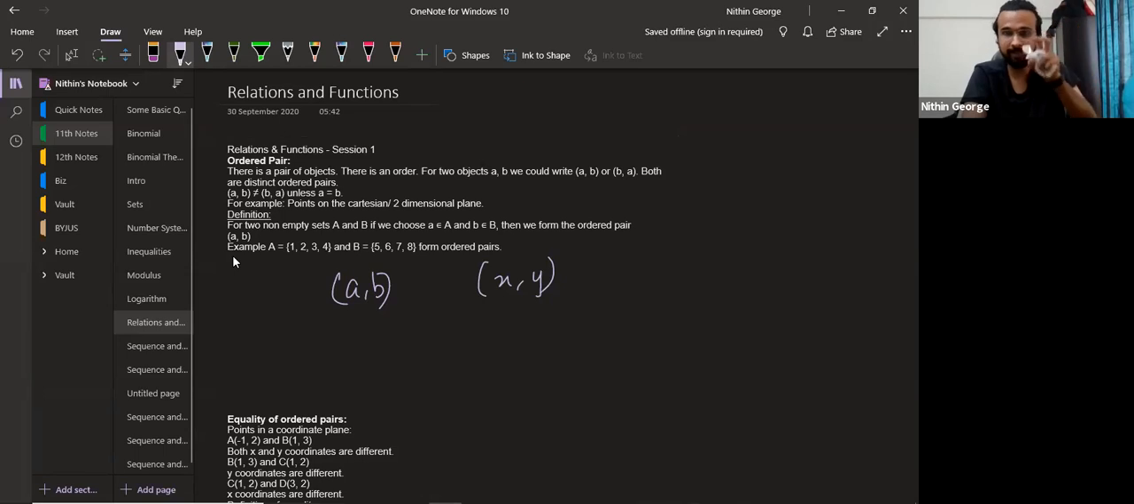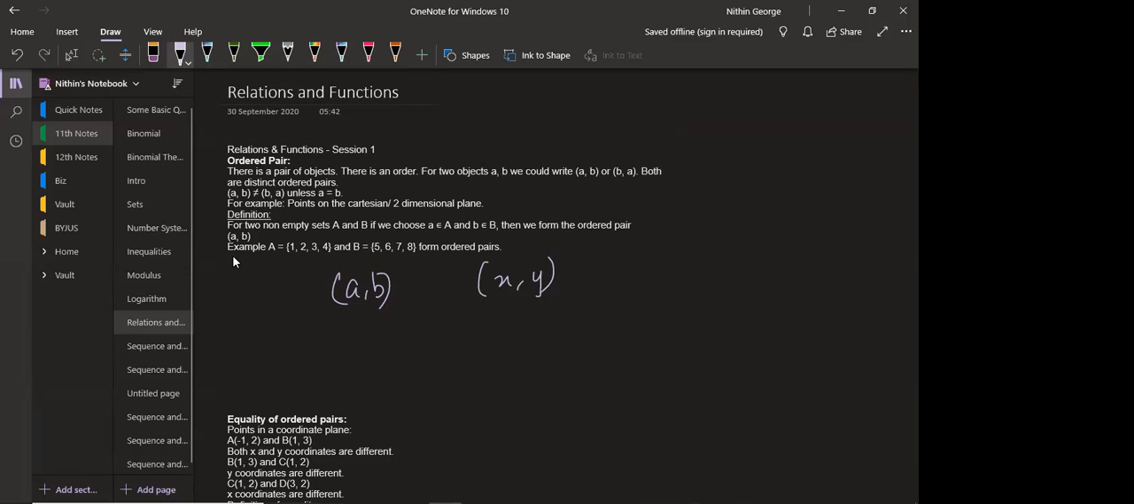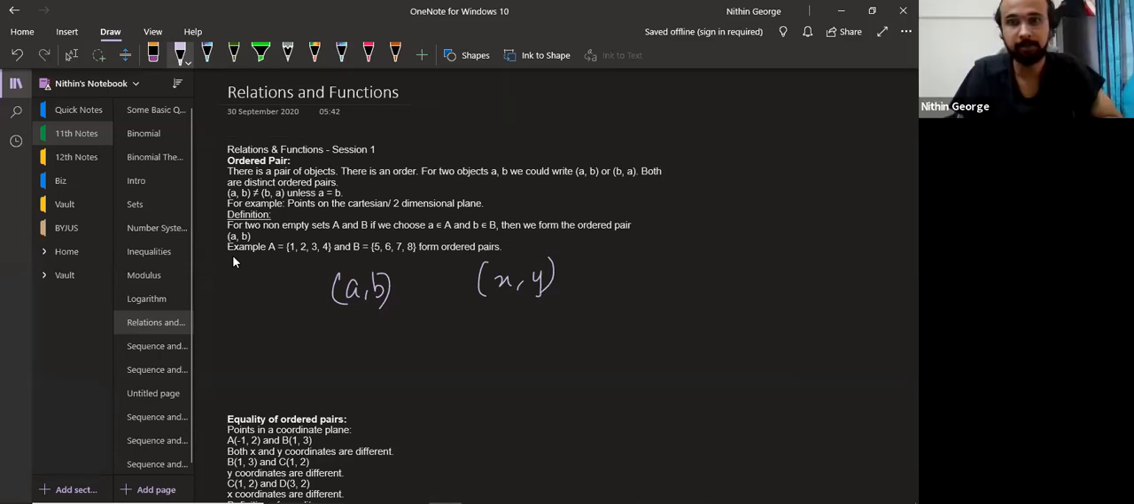What is happening here? It is an example of an ordered pair. An ordered pair is nothing but a collection of two elements. It's not a simple collection of two elements. That's the idea: the ordering of the elements matters.